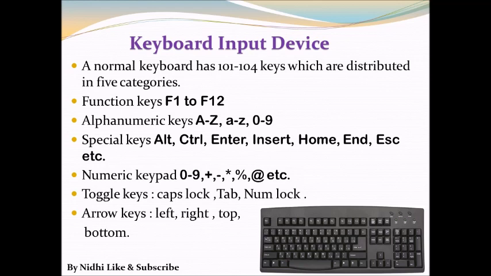Next, the second type of keys are alphanumeric keys, which have alphabets and numbers on them. So A to Z, capital or small a to z, and then numbers 0 to 9. If you want to print something in capital, you can use caps lock and then all words will come in capital. And if you want a particular word in capital, then you can type that word while pressing the shift key.